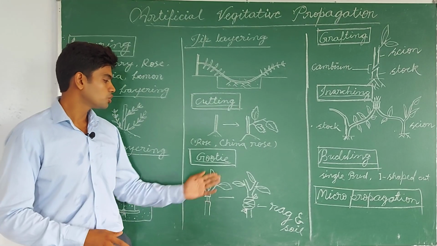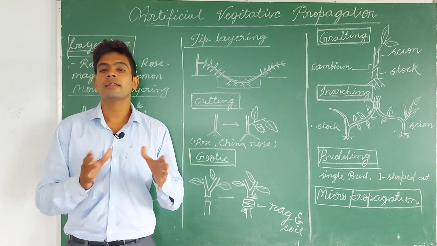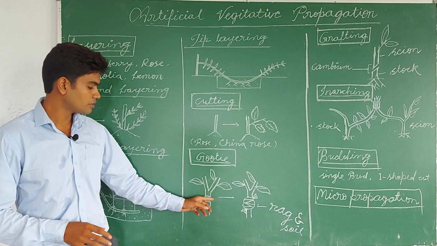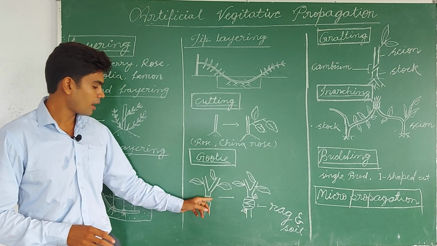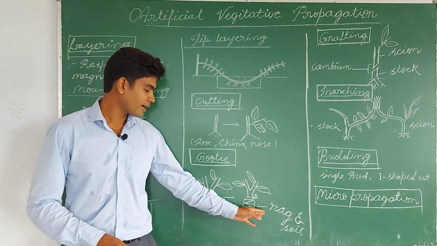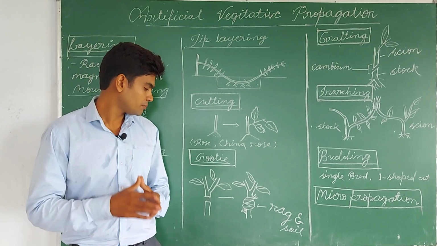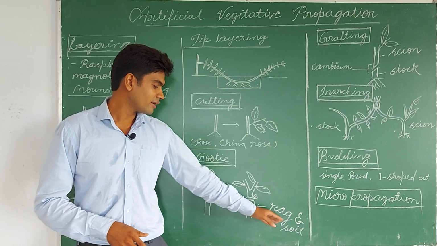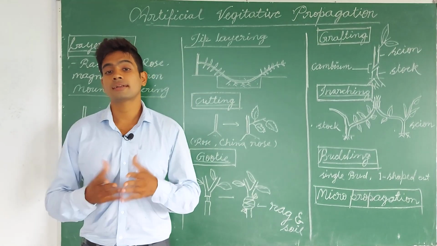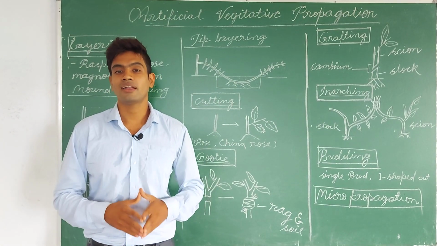The next one is called gooti. It is also called air layering. In gooti or air layering, a branch is girdled. When I say girdle, that means at some portion the branch is chiseled and the bark is removed. Then it is bound with rag and soil and kept moist with the use of water. After some days, the place which is bound by rag and soil develops roots. When roots are developed, it is cut and transplanted to other places. So this kind of artificial vegetative propagation is called gooti or air layering.